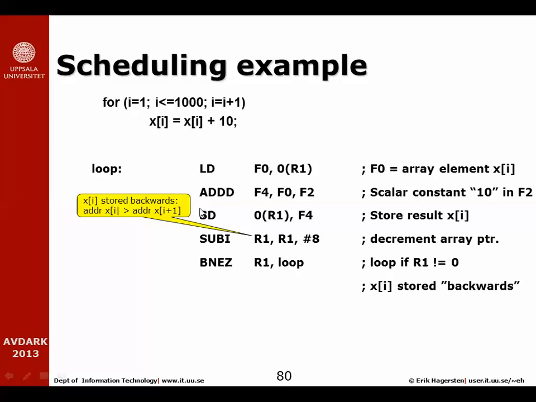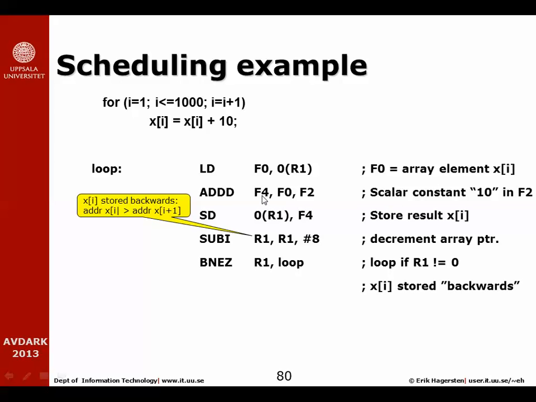So let's see exactly what's going on here. So first we do a load double. We store the element of x sub I. So this R1 is pointing to the address of x sub I, and just for simplicity, we assume that this vector will actually end when R1 is equal to 0. Then we add the constant 10, and we assume that the constant 10 has already been loaded into register F2 by some of the prologue code that's not being shown here.